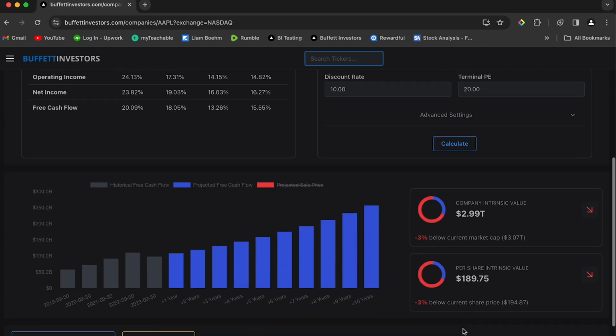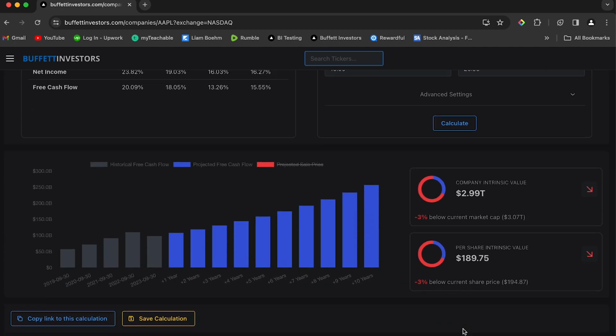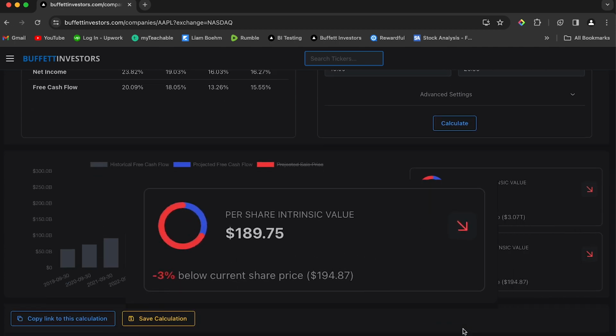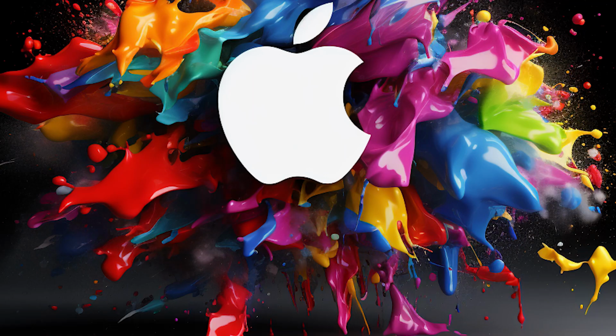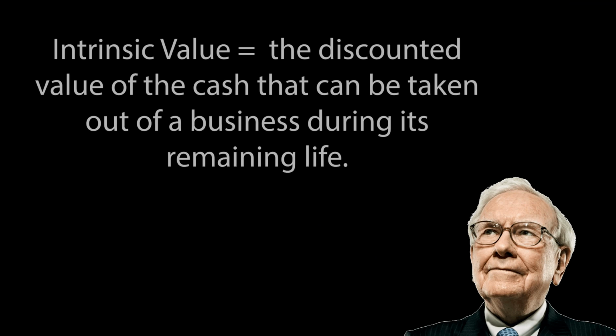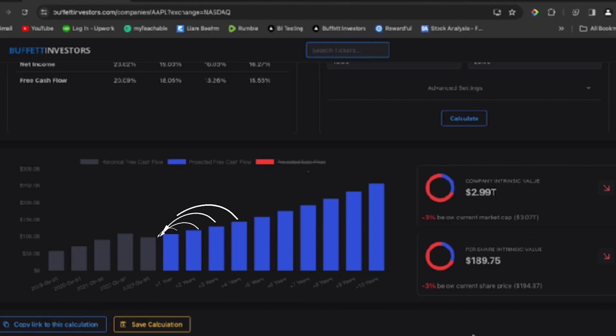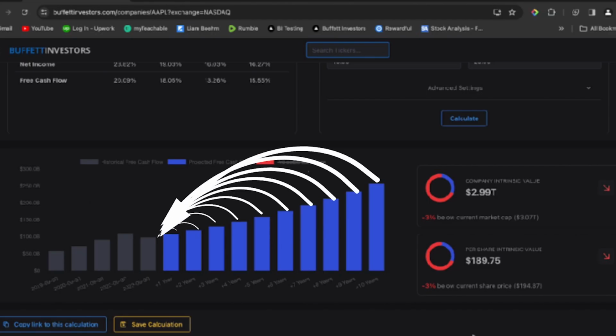And we can see that Apple has an intrinsic value of $190 per share, which is pretty much at fair value. That's just 3% below the current price of $195. And there you go, you've just calculated Apple's intrinsic value. As per Warren Buffett's definition, we have discounted the future cash flows of the business into the present.